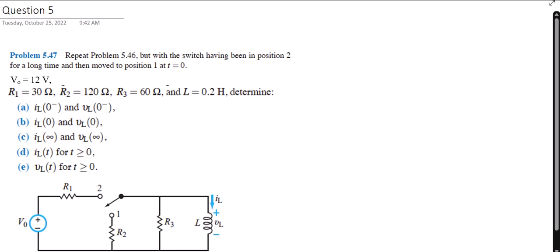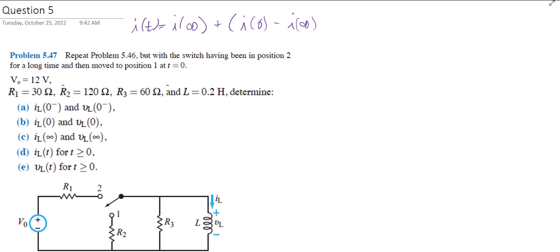Okay, so now we have an inductor problem, and so we're going to use our inductor equations. What we know is that I of t equals I at infinity plus I of 0 minus I at infinity, times e to the minus 1 over tau times t. We know that tau for an RL circuit equals L over R equivalent.